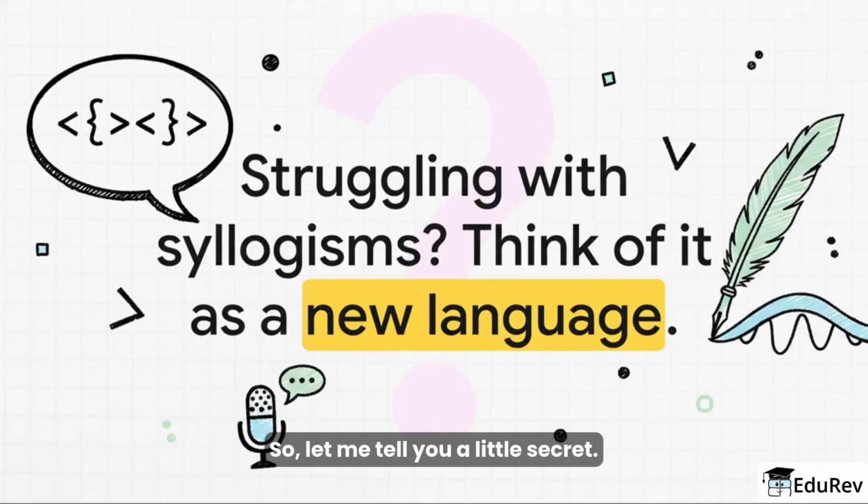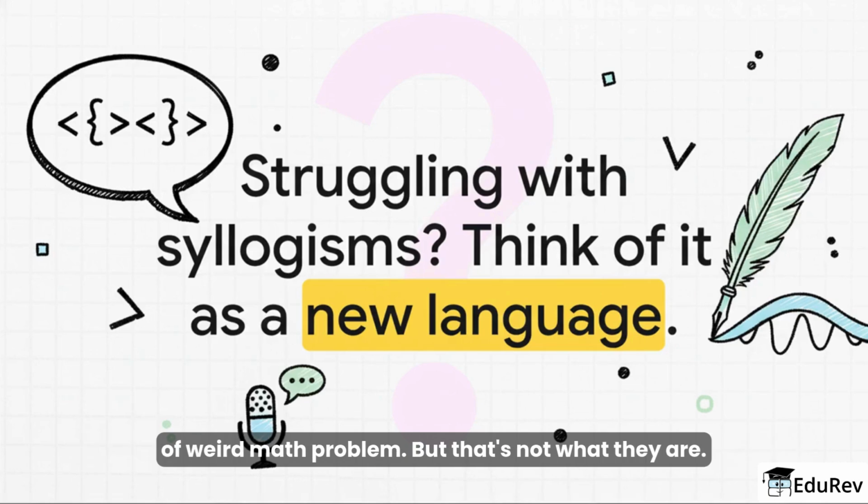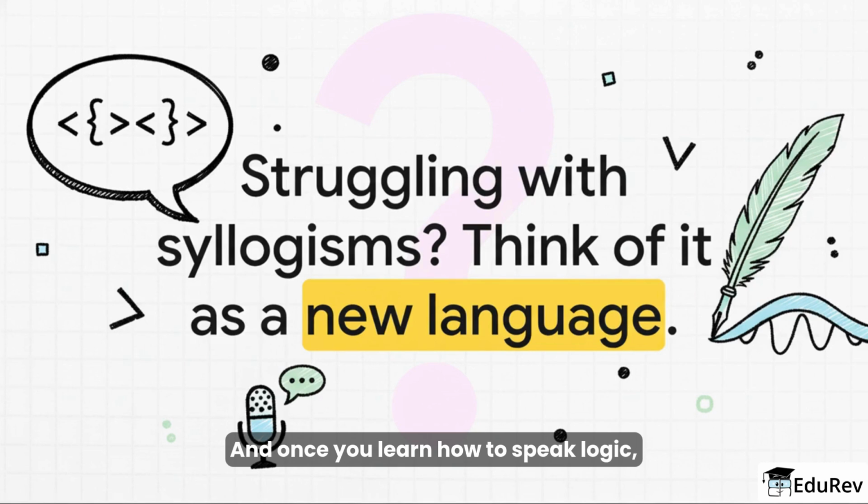So let me tell you a little secret. Most people get these wrong because they treat them like some kind of weird math problem. But that's not what they are. What if I told you it's actually just a language? It's got its own words, its own grammar, its own rules, and once you learn how to speak logic, the puzzles just click. Today, I'm going to be your translator.